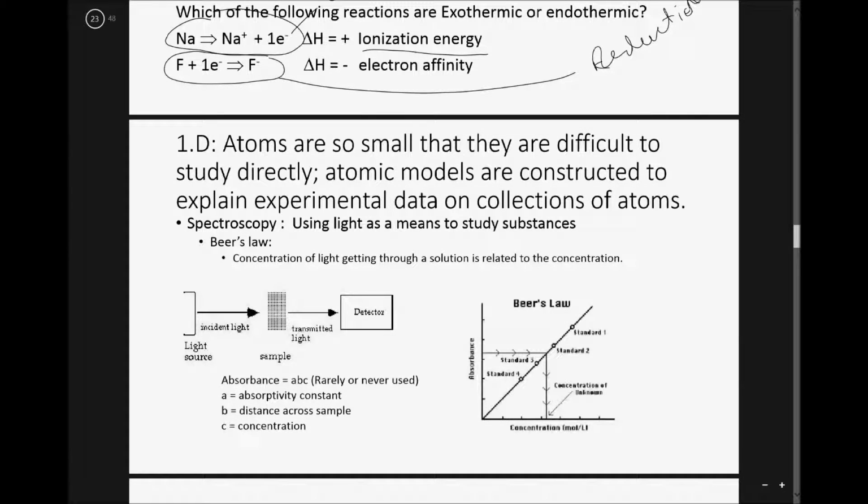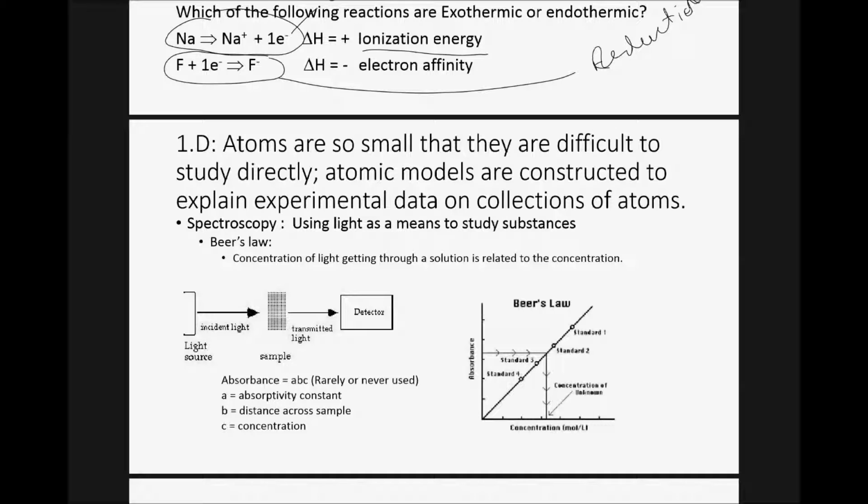Alright, so looking at this, atoms are so small, difficult to study. Atomic models are constructed to explain experimental data and collections of atoms. I'm just going to go through a few different things that I think could be applicable to this particular enduring understanding. So we're looking to examine things.